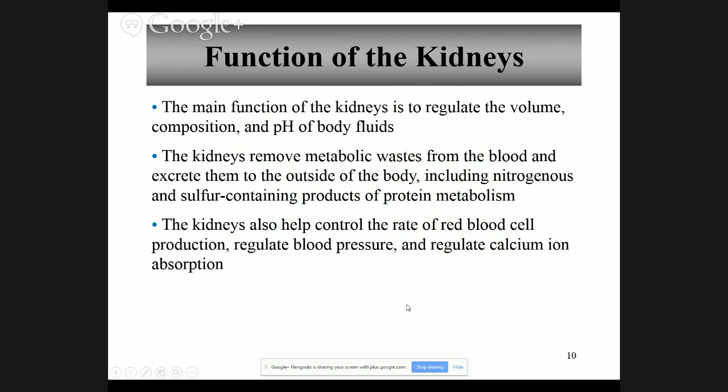The main function of the kidneys is to regulate the volume, composition, and pH of body fluids. And as we said before, the kidneys remove metabolic waste from the blood and excrete it to the outside of the body. The kidneys also help control the rate of blood cell production, regulate blood pressure, and regulate calcium ion absorption.